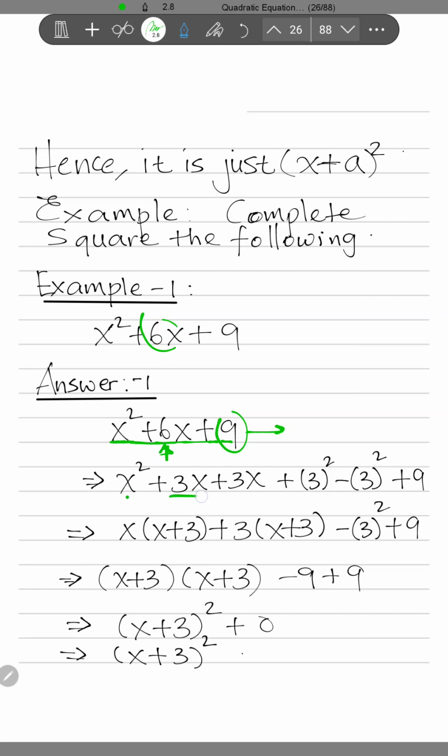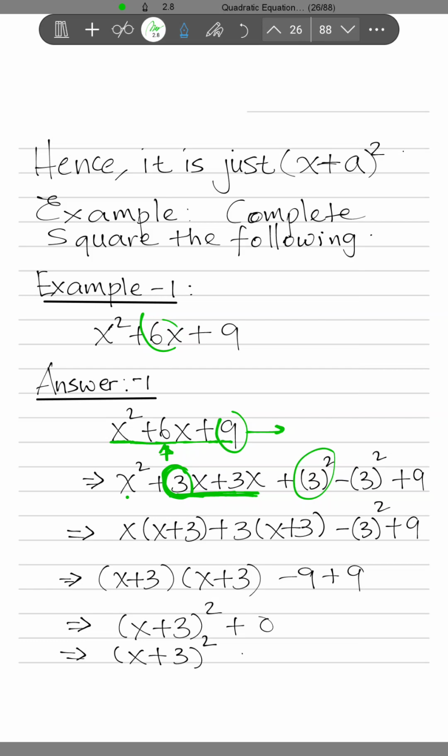So x squared plus 3x plus 3x, I have split it into 2 equal parts, okay? And then what do I do? Plus, now this one, once I split it into 2 halves, I need to square one of them to add it here on this side. Half of the middle term is 3. 3 square is, here it is, 3 square. Now I added one extra number, which is 3 square.